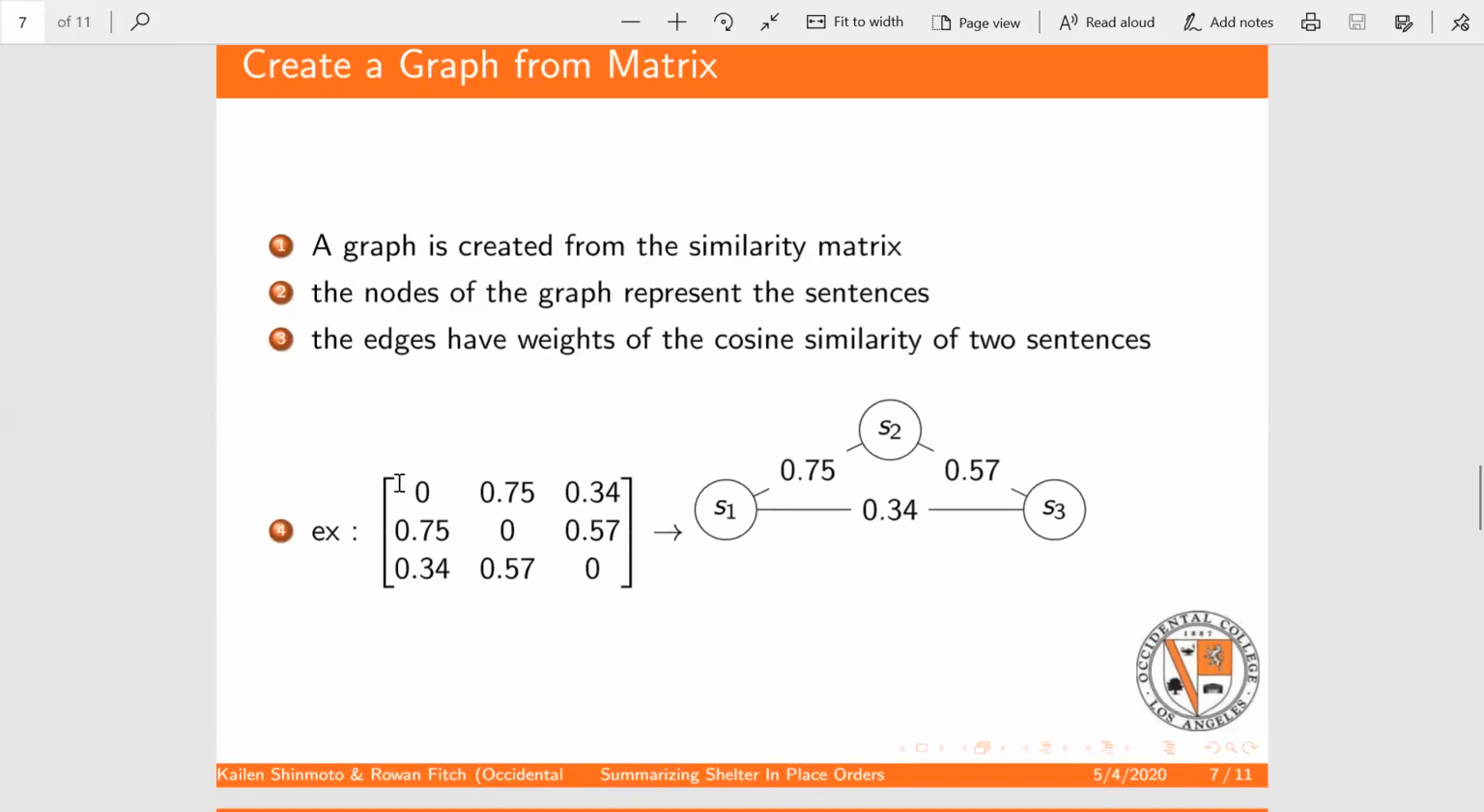Just as a small example, we have this 3x3 matrix here that is converted into a graph like so. This would represent sentence 1 here, and sentence 1 and sentence 2 are connected by an edge of weight 0.75, and so on and so forth.